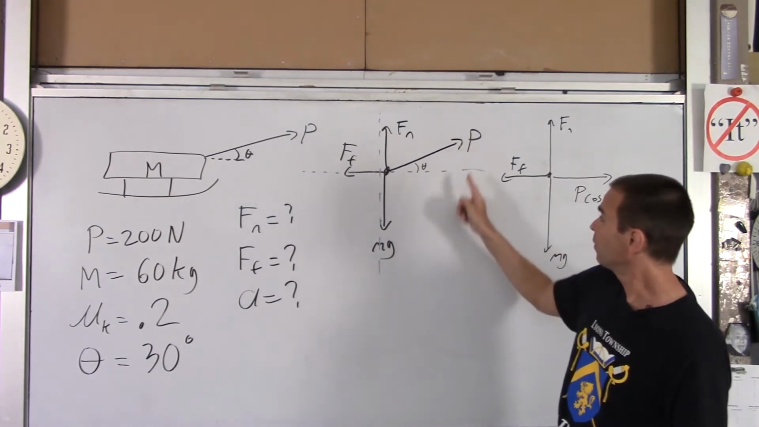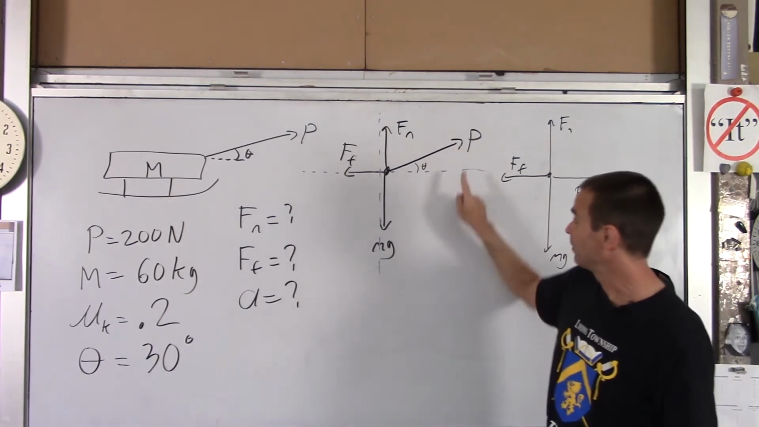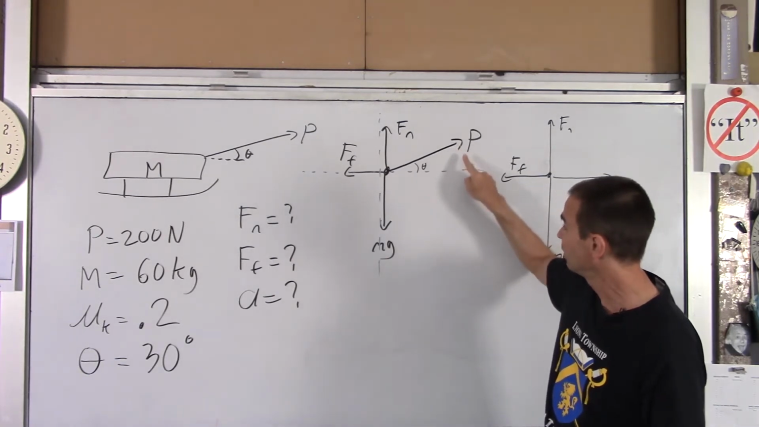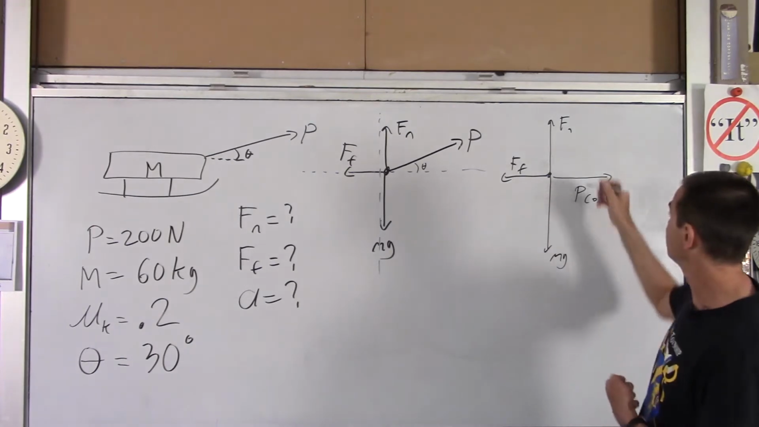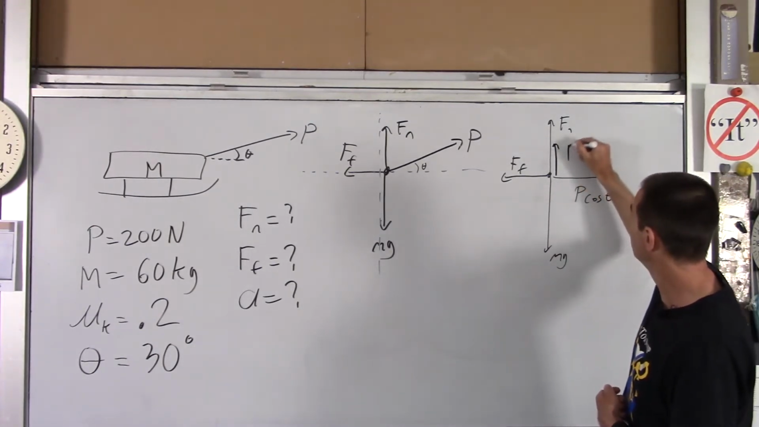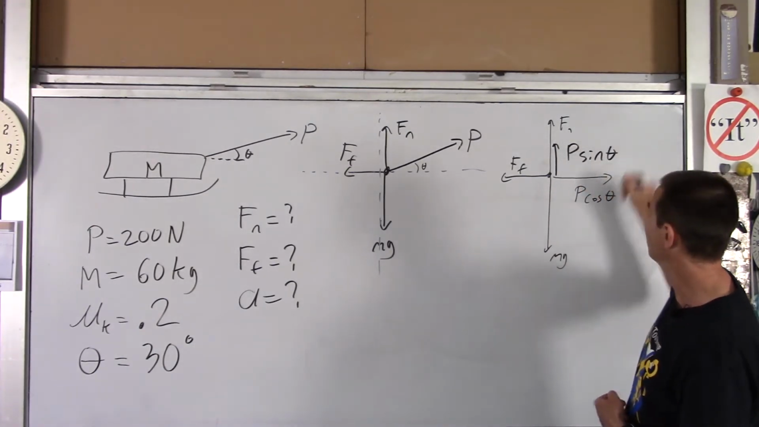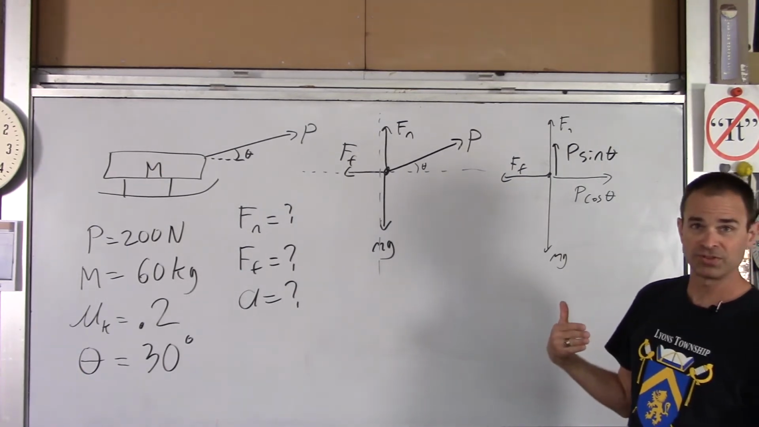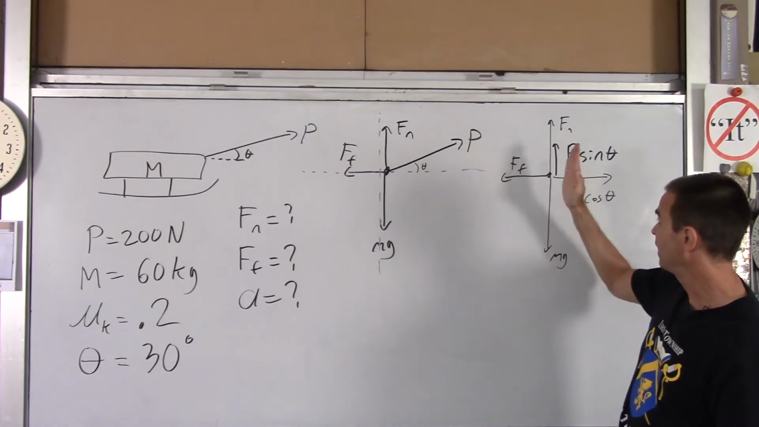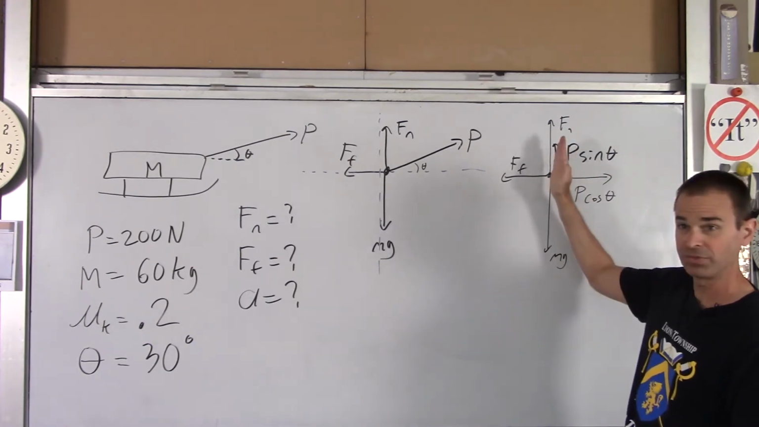Well, we've got a vertical component of P we have to add in this diagram. That's this little leg of the triangle right here, which is the opposite leg to that angle. Opposite is sine. So this is P sine of the angle. Now we've got two directions to analyze: the horizontal direction and the vertical direction. I will start with the vertical direction.